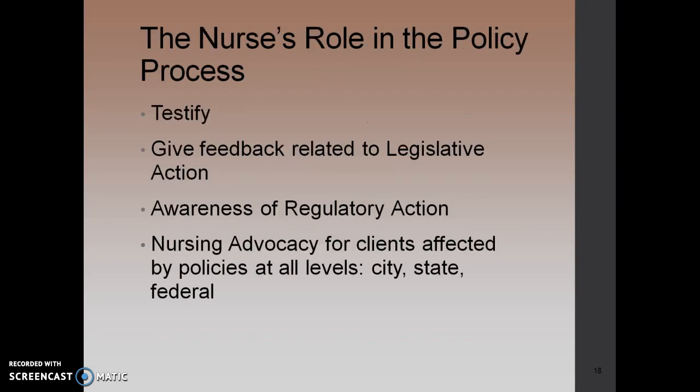So how can a nurse play a role in the policy process? The nurse can testify before Congress, before local, state, and House of Representatives, testifying to what the nurse has seen in the home. The nurse can give feedback related to legislative action. So if our Senator Casey is putting forth a legislative action, we can give our feedback on how that would affect our population so that all populations have a voice. We are aware of the regulatory actions, what regulates our practice, what regulates the people of our community, and then we are advocating.